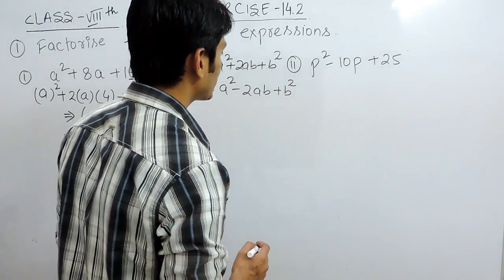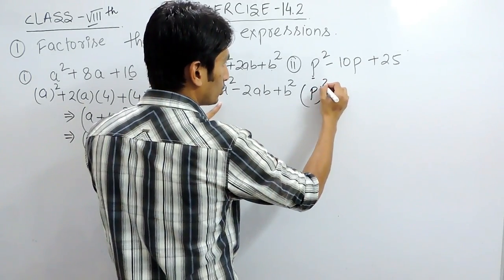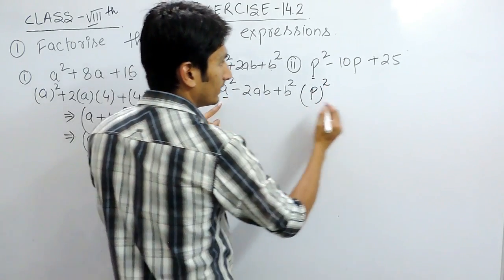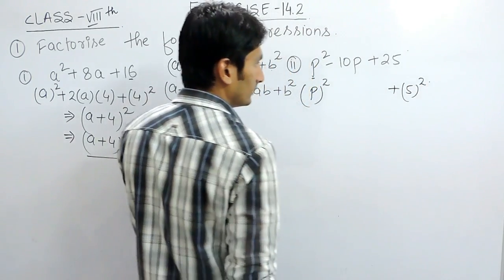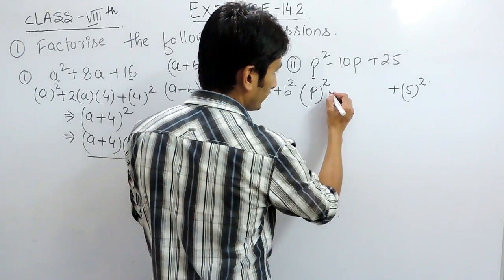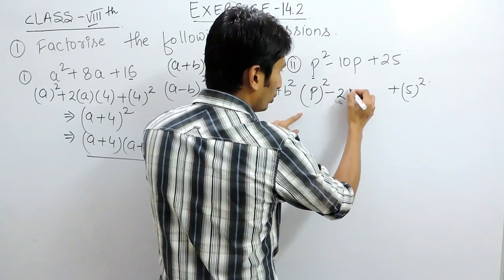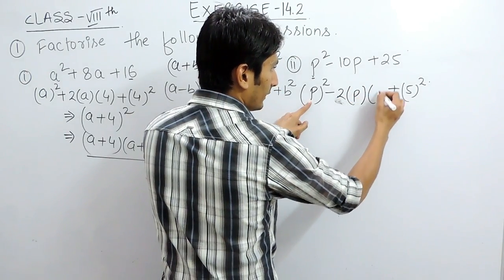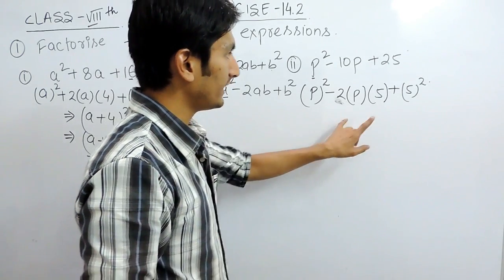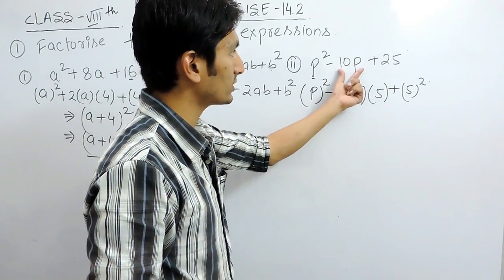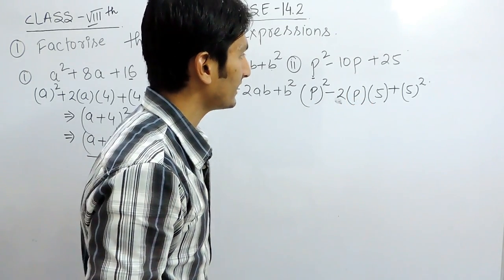Now let's solve the second part. This can be written as p square, which is our a square. 25 can be written as 5 square, which is our b square, and this would be minus 2ab. So now see if this expression is equal to this or not. So clearly 5 twos are 10 and minus 10p are the same values.